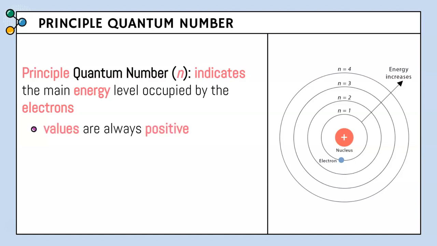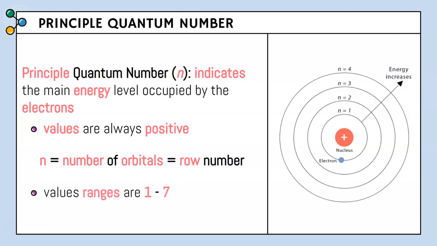And we know from yesterday that the number of orbitals equals the row number. We know there's never a negative row number, so these values are always going to be positive. So really, n equals the number of orbitals, and we know that equals the row number. And the value range for the principal quantum number is from 1 to 7.